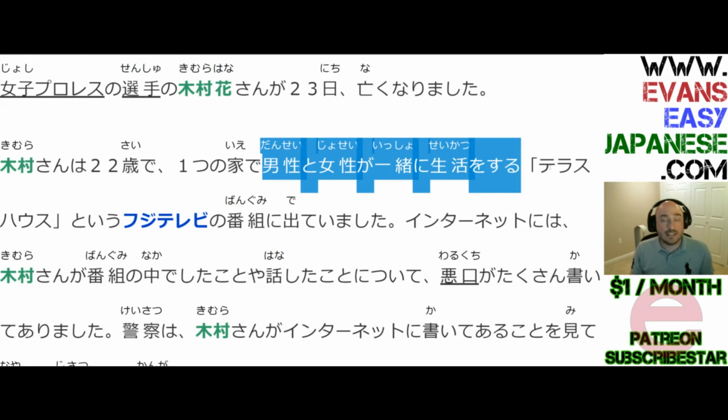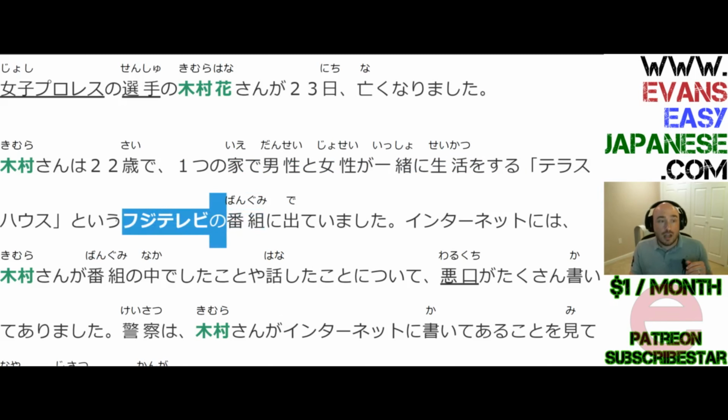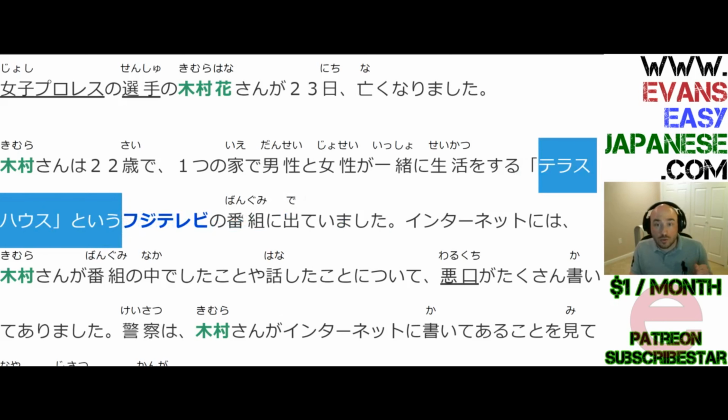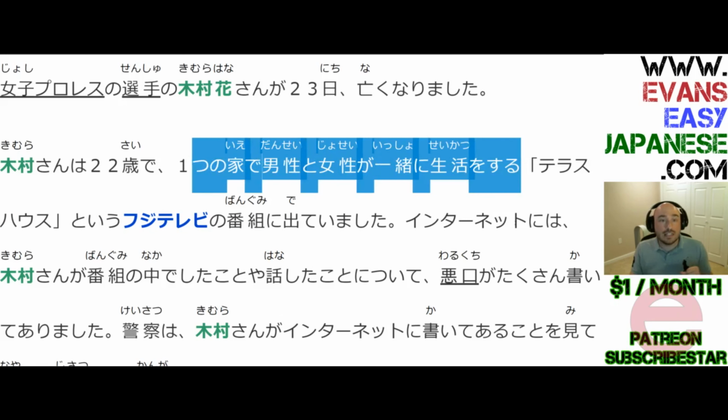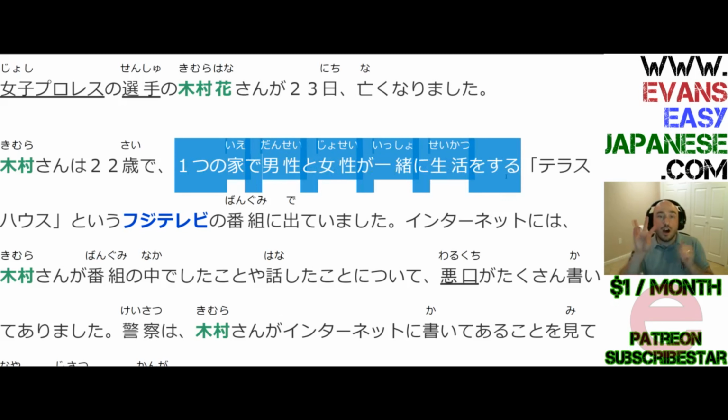So this is a Fuji television TV show called Terrace House. And then because we have this verb going into this, basically, ultimately, this thing that I have highlighted, actually all of this is going into bangumi as well. Bangumi is essentially being modified by Fuji Terebi with the no particle, Terrace House with the to u, and also Hitotsu no ie de dansei to josei ga issho ni seikatsu suru. So all three of those things basically are modifying bangumi.